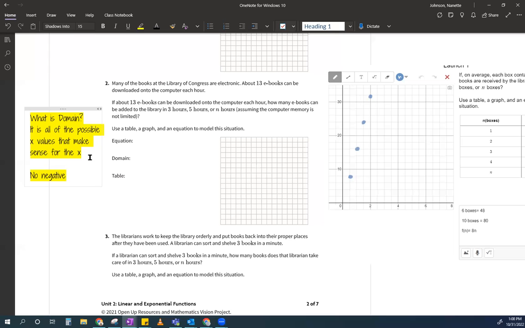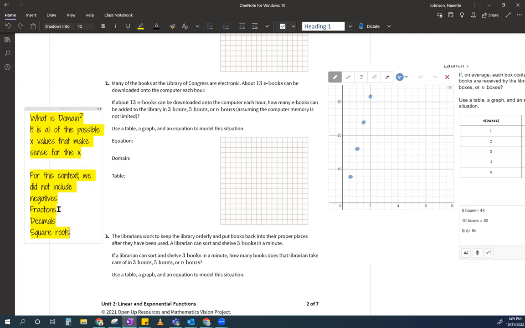What other kind of numbers did you not use? Yeah, we didn't use fractions. So for this context, we didn't include negatives, we didn't include fractions, we didn't include decimals, we didn't include square roots. We didn't say square root of 3 boxes, Miss Johnson. That doesn't make sense. Exactly.